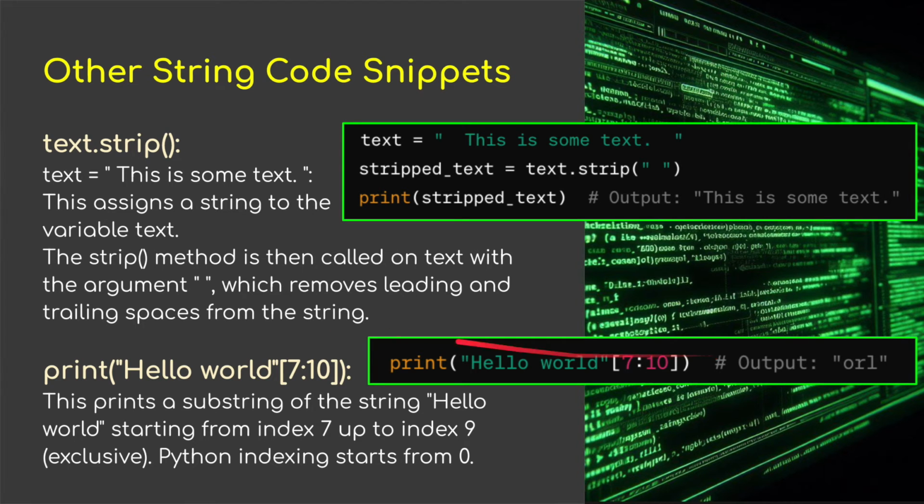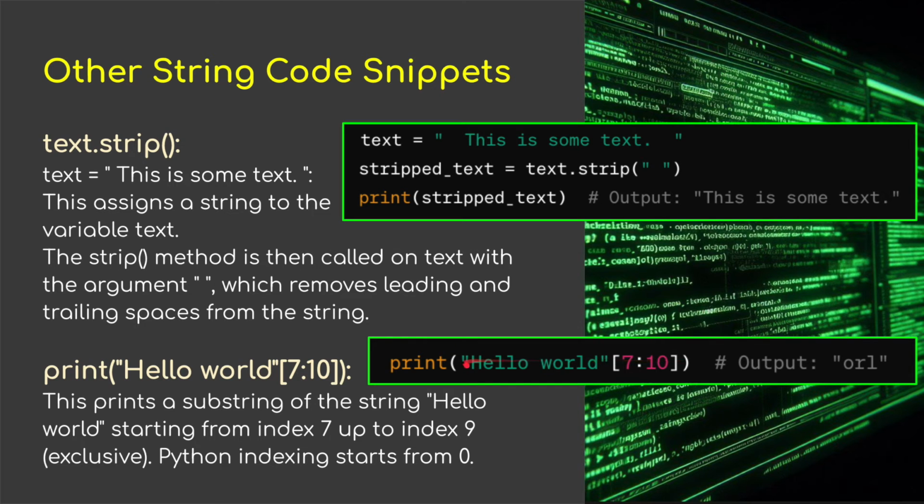Finally, we've got text.strip. Okay, so text equals, this is some text, strip text equals text.strip, and then we've got quotes, print strip text. Basically, it's going to strip out all the spaces that have been put in either side of the text. I'll demonstrate that to you in a moment. And then print hello world, and we'll do this one again as well.